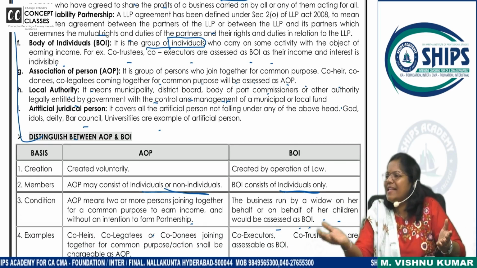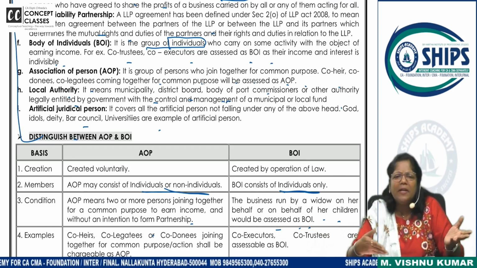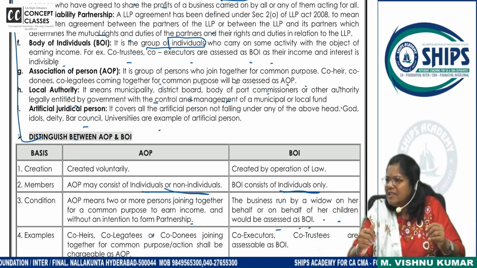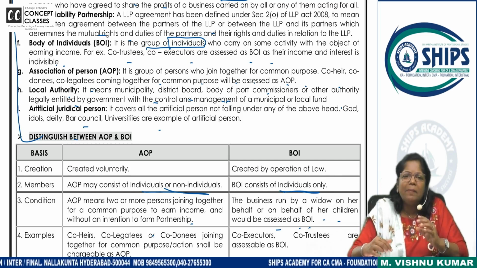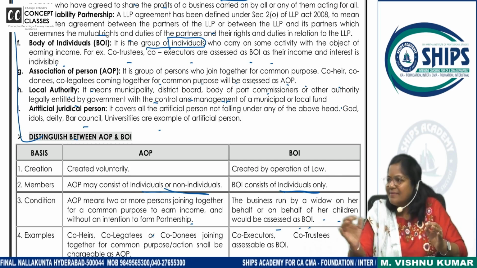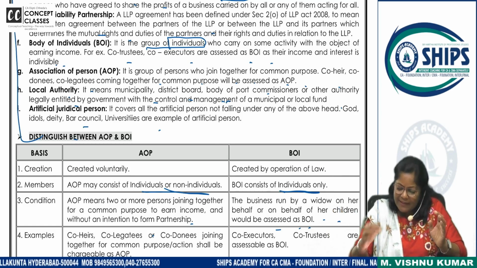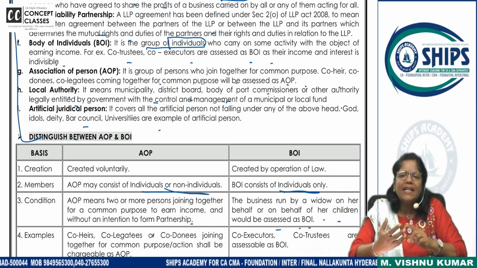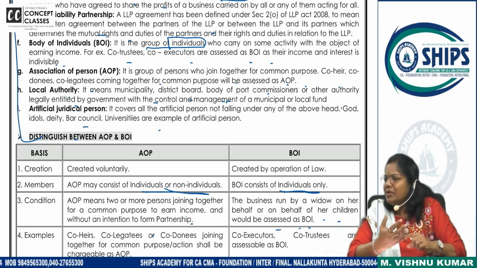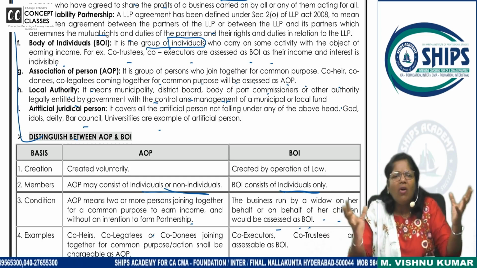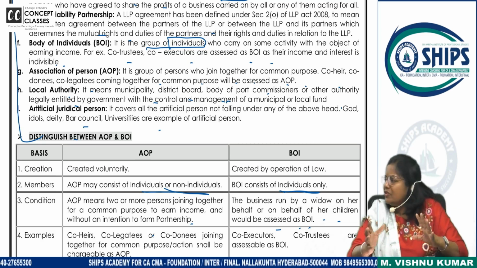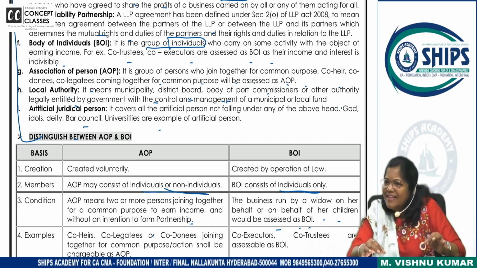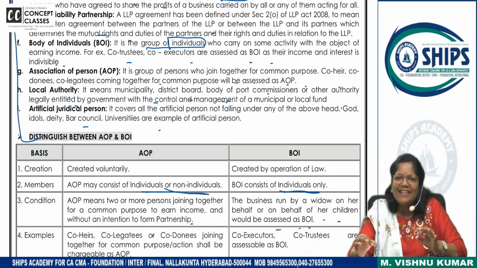Local authority is like district board, cantonment, municipal corporation, panchayat, gram panchayat, all these people. Then AJP, artificial juridical person, they should pay the tax. So all your TTD and mosque and Art of Living Foundation and all these sansthas, should they pay tax? If they earn income, answer: earn income, you have to pay tax.